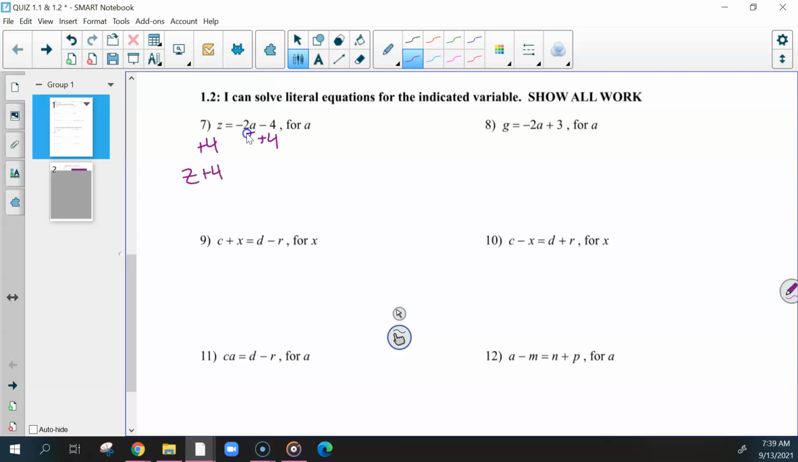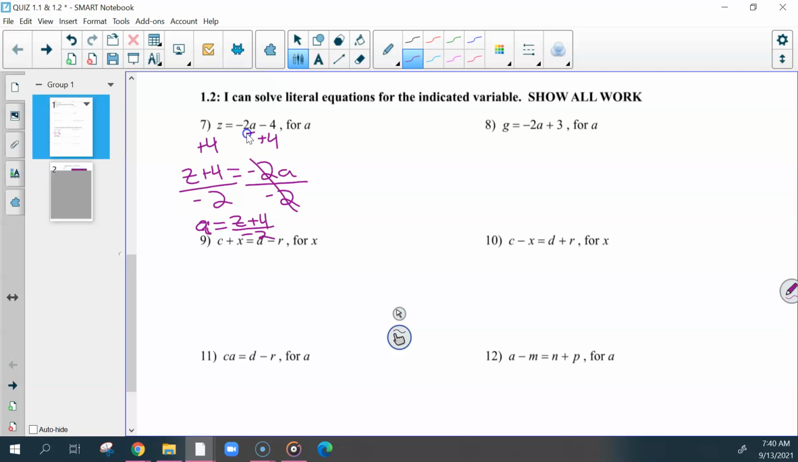So because they are not like terms, we would just put them next to one another, b plus 4. And then we need to divide both sides by -2. So if I divide this side, the -2 goes away. And then I'm going to switch this a little bit so that the A is over here, but it's going to be the same thing. Z plus 4 all over -2. Many of you had that answer, and that's fine.